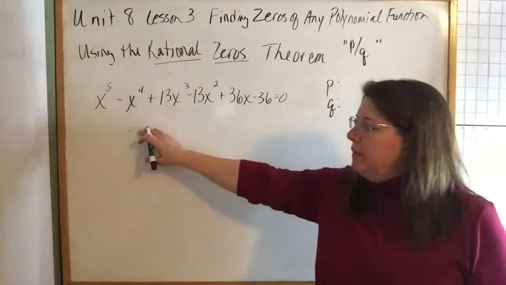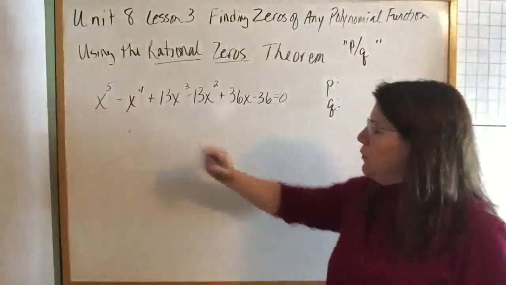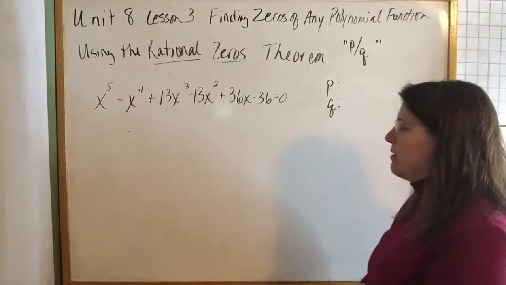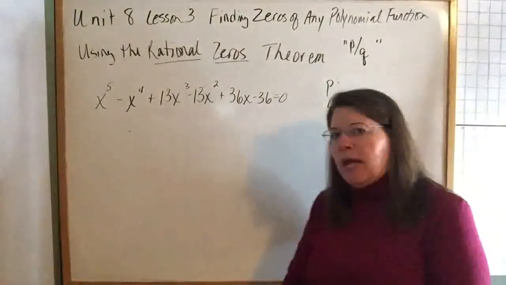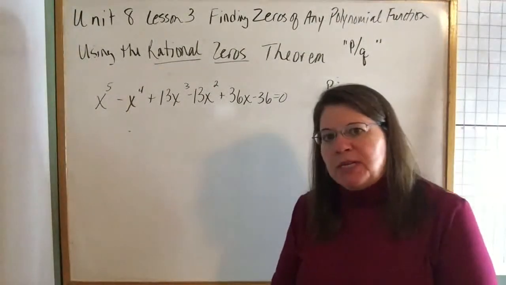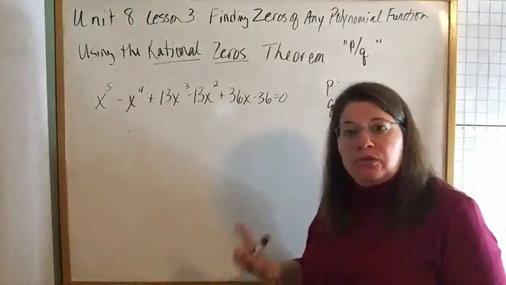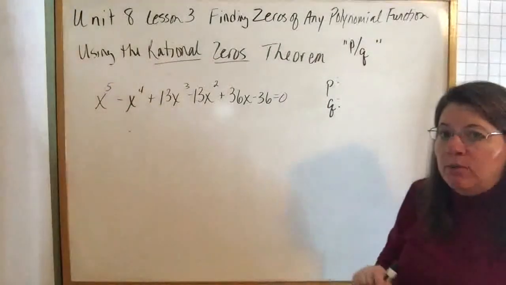Looking at the next one, it says x to the 5th minus x to the 4th plus 13x cubed minus 13x squared plus 36x minus 36 equals 0. How many roots would we expect this one to have? Well, if you look at that, we would expect it to have 5 roots. So this one is going to be a little bit more difficult.